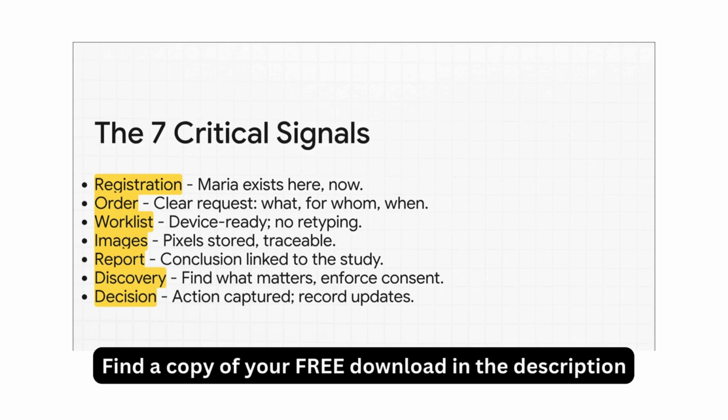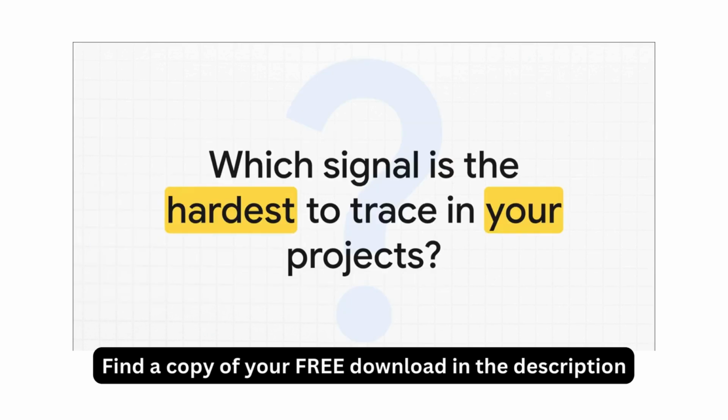Number 6, discovery. This signal is what allows other authorized providers to find what matters across completely different systems, all while enforcing patient consent. And finally, number 7, decision. This is where insight turns into action. The information is used to make a clinical decision, and Maria's complete record gets updated. So, thinking about those 7 signals, I want you to think about your own projects for a second. Which of the 7 signals do you struggle to trace the most? Where does the trail seem to go cold?